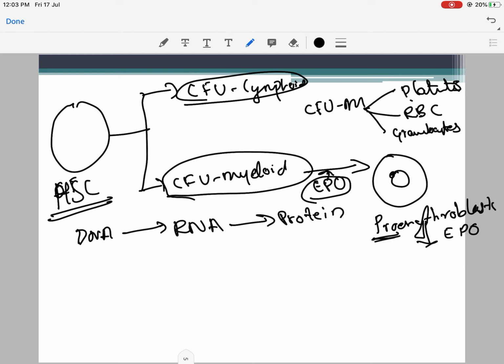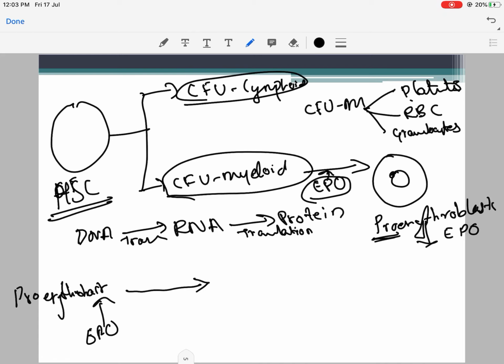So this is called transcription, this is called translation. This is the central dogma of protein synthesis. So what it does is that now the proerythroblast, on this erythropoietin acts. So it forms various cells in the erythropoiesis.